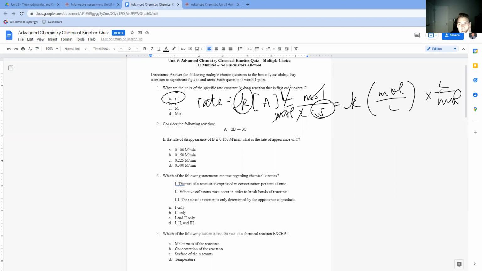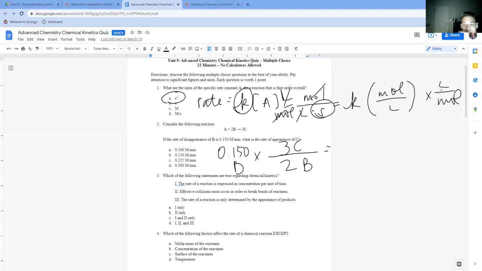Question number two is a little bit of stoichiometry. So we have an equation here, A plus 2B gives me 3C. Now, if the rate of disappearance of B is 0.15 molar per minute, what is the rate of appearance of C? So we're literally just going to be like, okay, so if B is 0.150, I know it's going to be in a 2 to 3 relationship for B to C. Okay. So then we have to do some math.